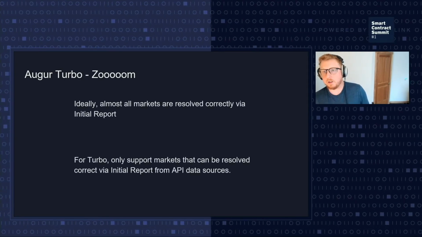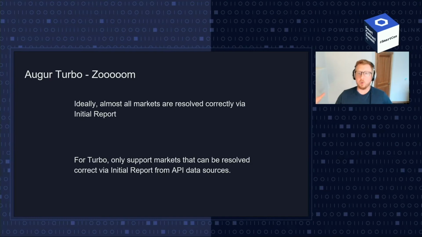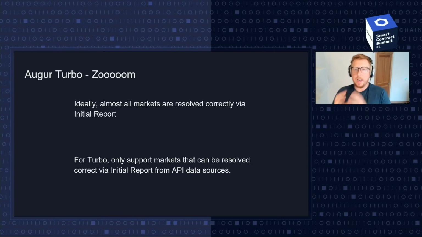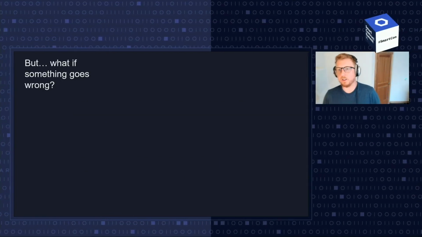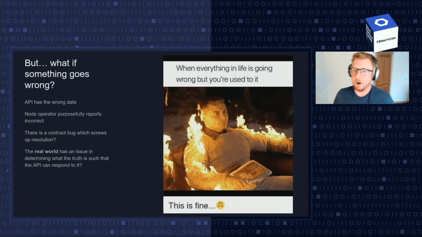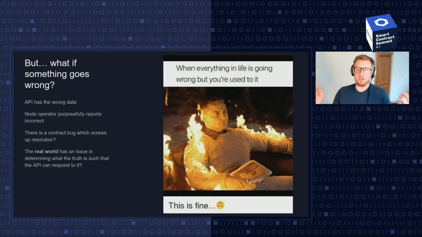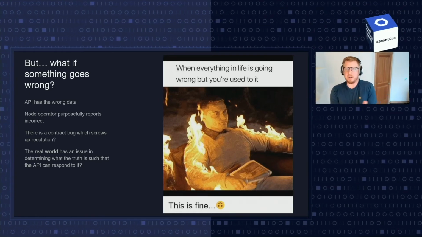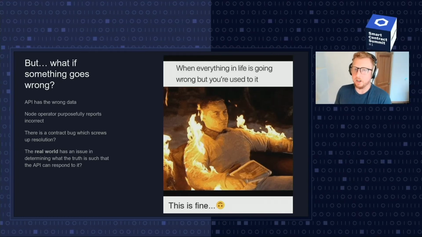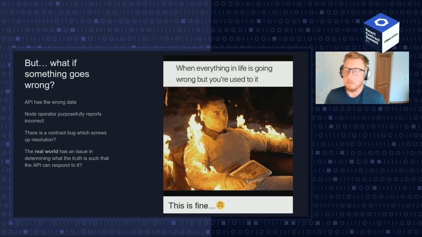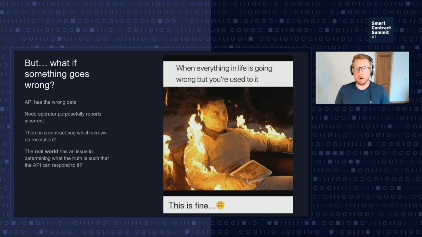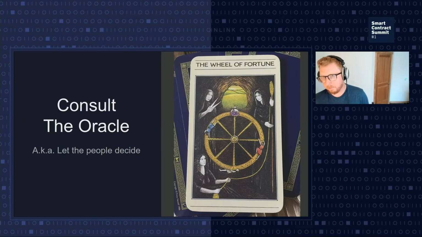Again, Augur Turbo is fast. Ideally, all markets will be resolved correctly via the initial report. So for Turbo, we can only support markets where there's good API sources for them. And this is where we ask the question, but what if something goes wrong? All sorts of things could go wrong here. The API provider could have just had wrong data for some reason. Maybe somebody hacks into the Chainlink node and maliciously puts wrong data on chain in order for them to win their bet. The one that's most interesting here, though, is that the real world just actually has a dispute about what's happening. So all of those things can occur.